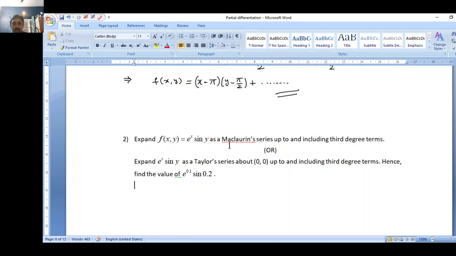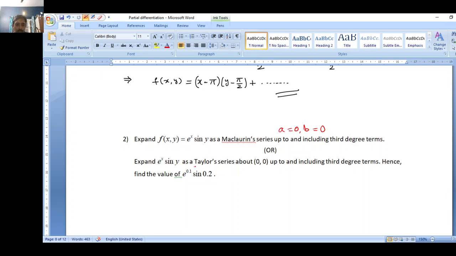Mind you, when we are told to find the Maclaurin series expansion, we will not be specifically told about what point we are expanding, because when we say Maclaurin series expansion, this obviously means that a is taken to be 0 and b is taken to be 0. Right? So remember, when you say Maclaurin series, it obviously means a is 0 and b is 0.